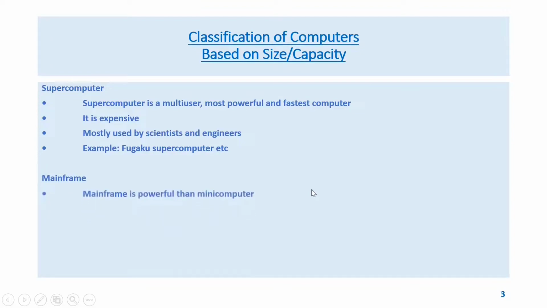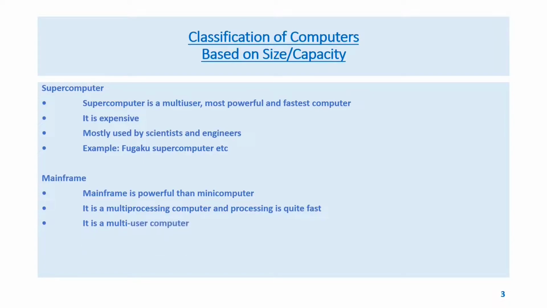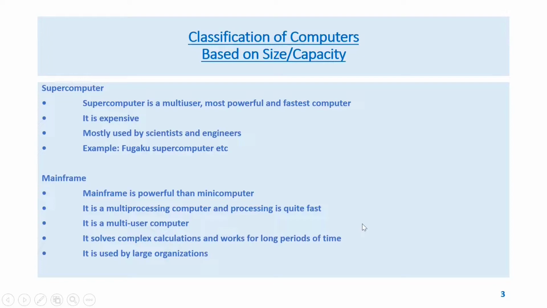Mainframe. Mainframe is more powerful than mini computer. It is a multi-processing computer and processing is quite fast. It is also a multi-user computer, so multiple users can be connected. It solves complex calculations and works for long periods of time. It is used by large organizations. Examples of mainframe are IBM Z series mainframe computer, UNIVAC, etc.